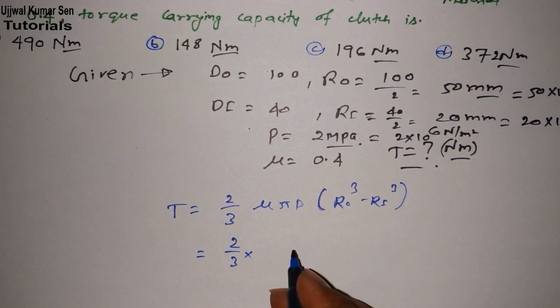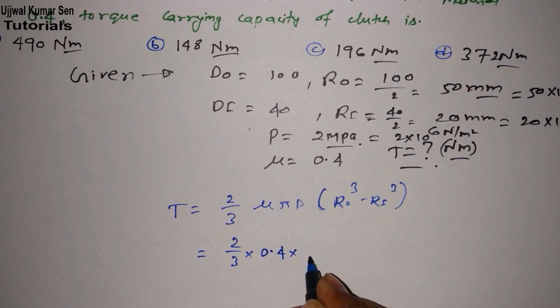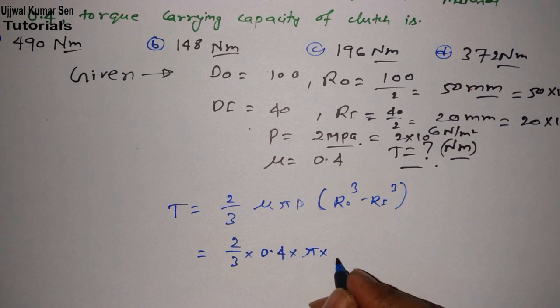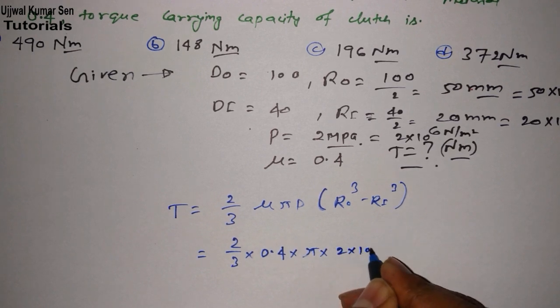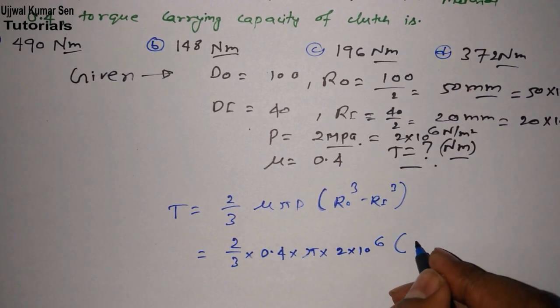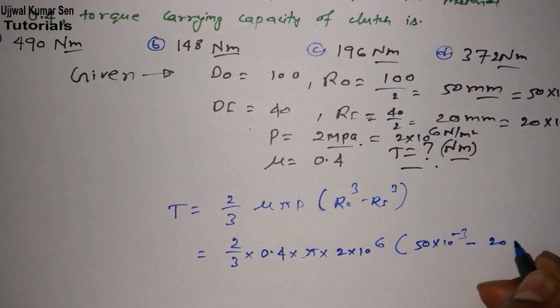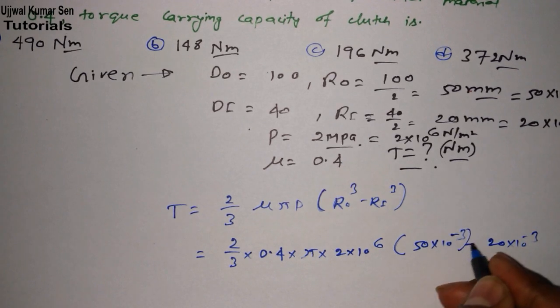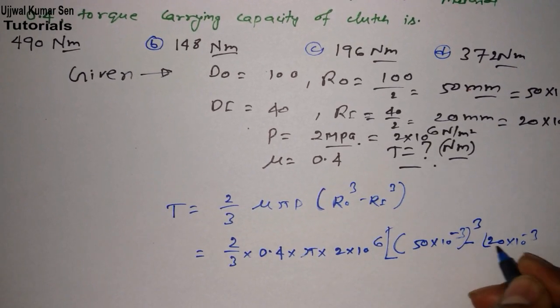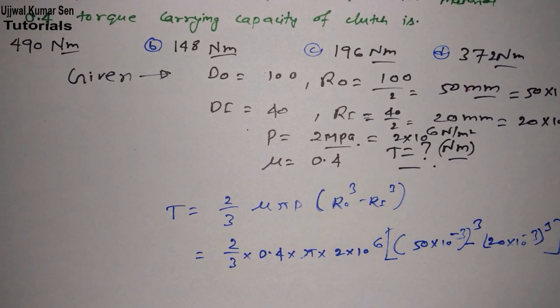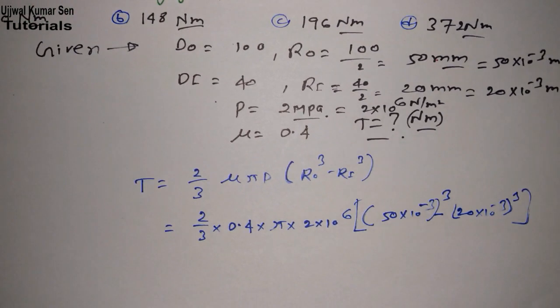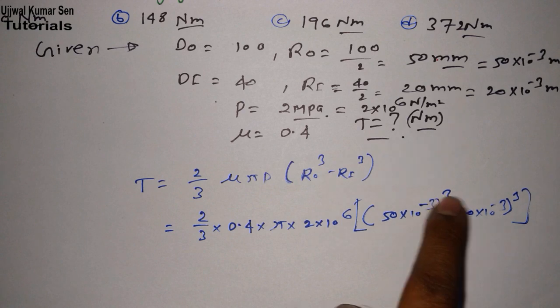So 2 by 3 mu is 0.4 pi. Okay, let it be like this, because we will use a scientific calculator to solve the numerical problem. So 50 multiplied by 10 to the power minus 3, minus 20 multiplied by 10 to the power minus 3, its whole cube minus its whole cube. That's it. So here also we make mistakes, because we may skip that cube term.